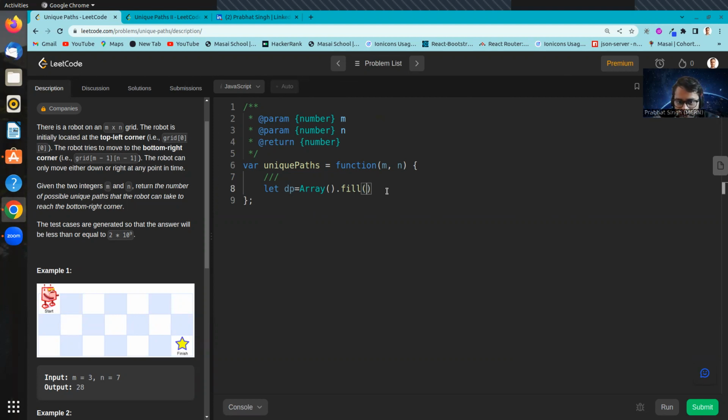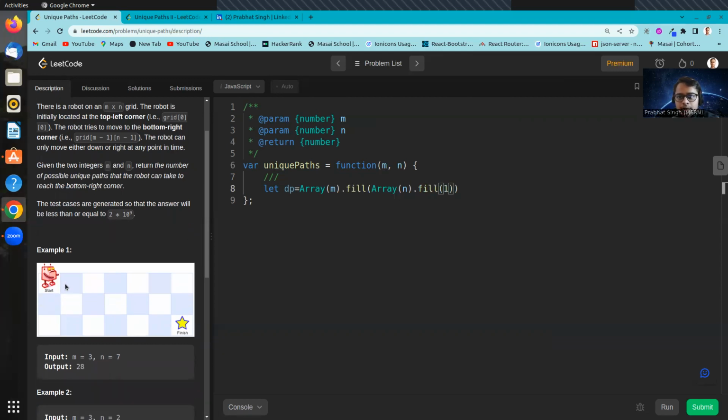So Array dot fill. First let me do it with the row of that. So this is my row and this is my column, and I will fill this with one. Why one? If you are familiar with DP, many teachers fill with minus infinity or zero sometimes. So it's totally the requirement of our question. I fill with one because I already get this row and this column filled with one, so I need this.